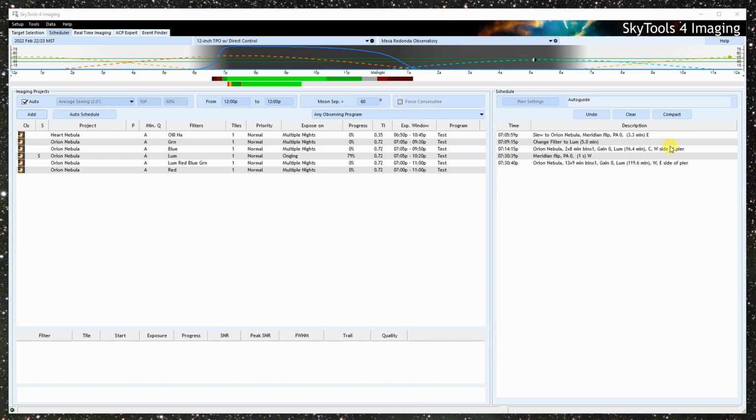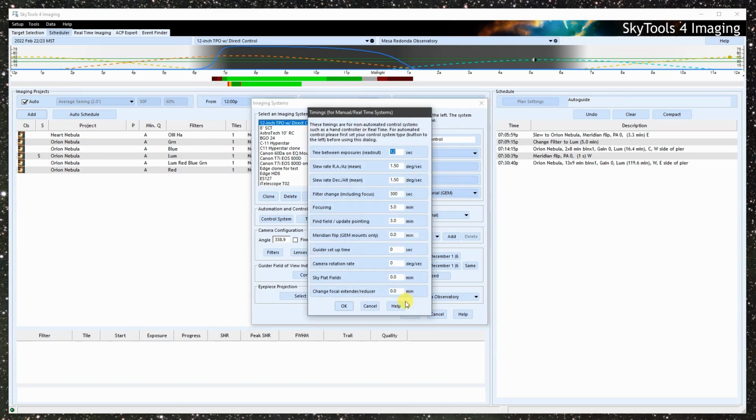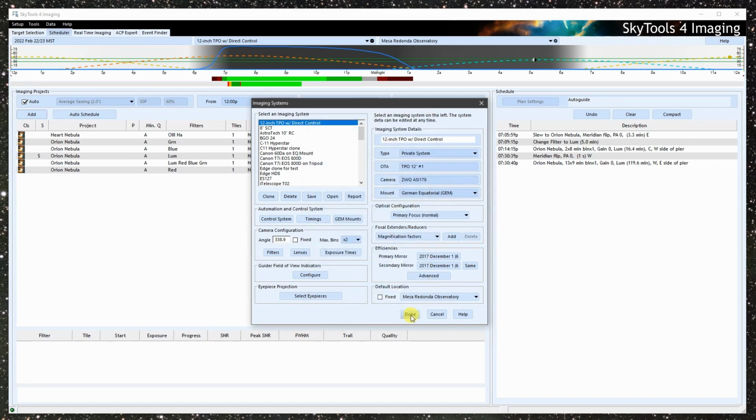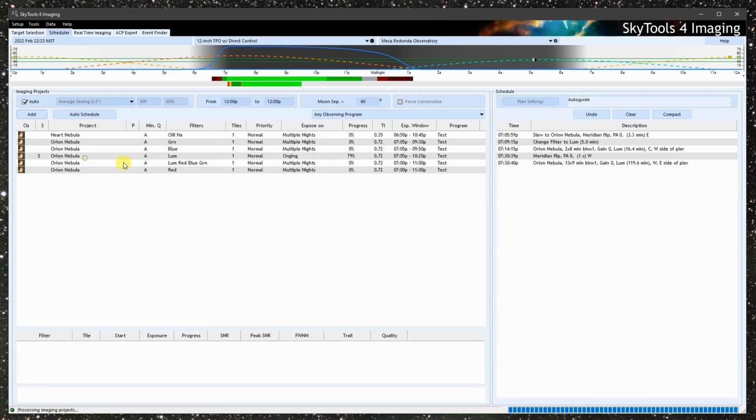The reason for that is that the filter change took 5 minutes, and the slew took over 3 minutes. And normally, these things don't take that long. I did this intentionally for this imaging system. Here's the imaging system. And I'm going to select timings, and you can see here that I have set the slew rates to be very slow and the filter change to be 5 minutes. I did that so that I could see them in the timeline, so that they would show up as more than just a little spot.